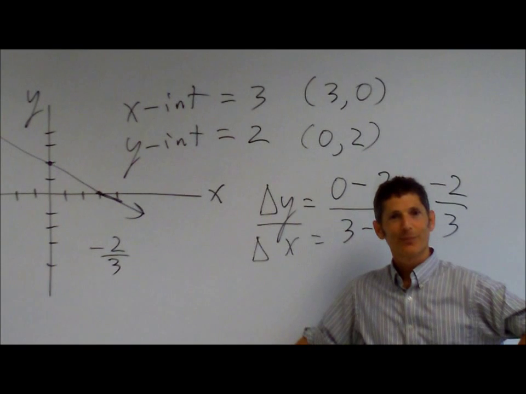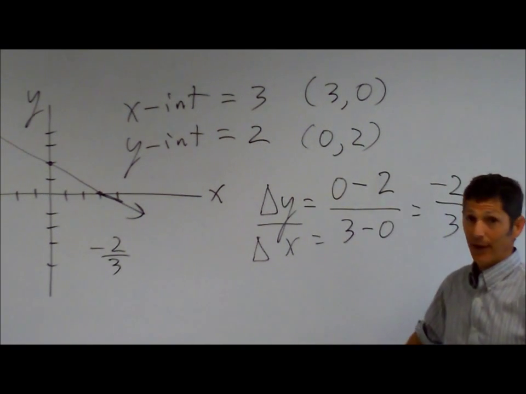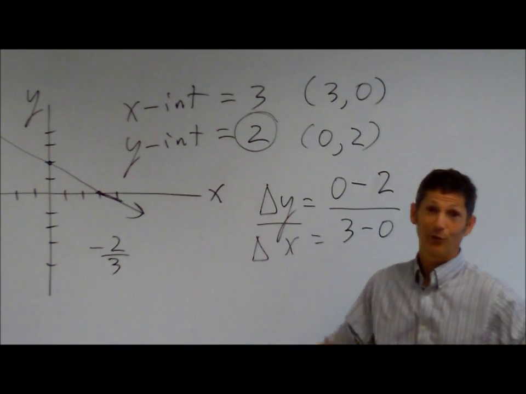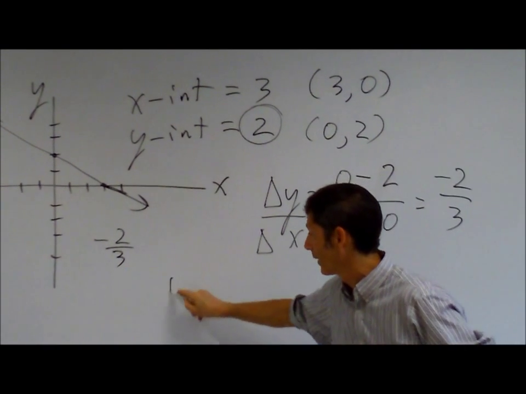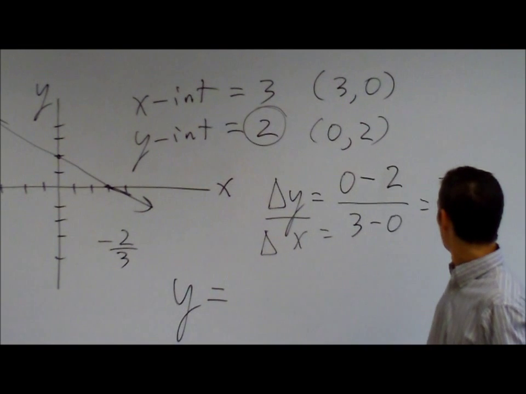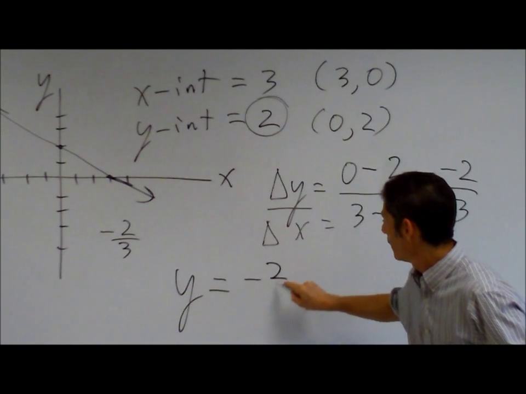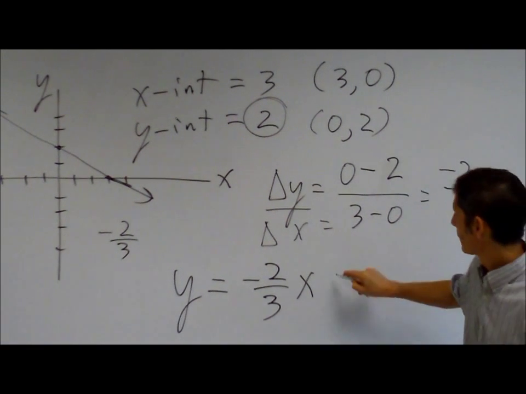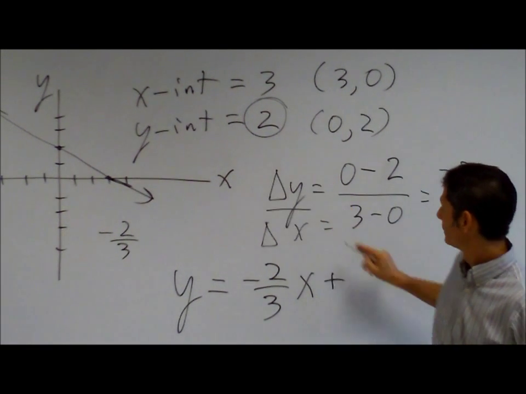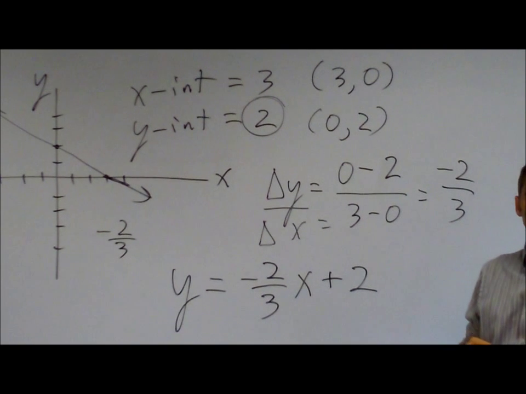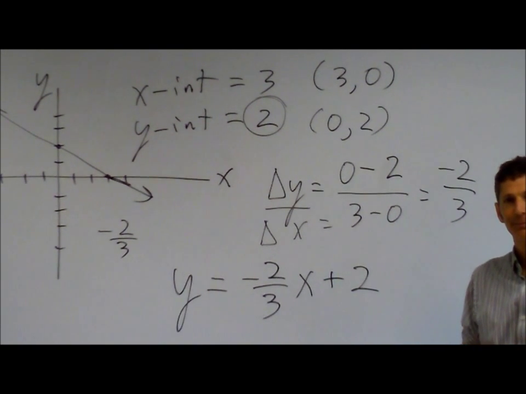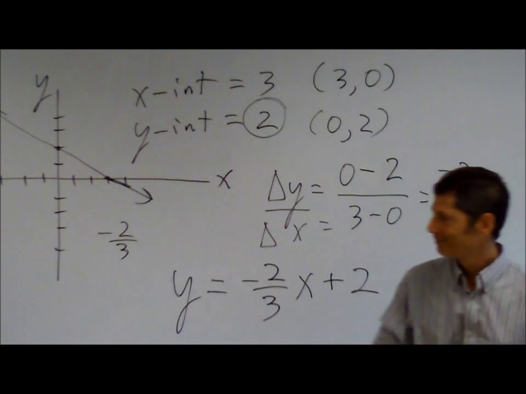How in the heck are you going to find your y-intercept? Well, I think I already know my y-intercept. It's given to me. It is 2. So I think I'm already done. I can already write my equation. y equals negative 2/3 x, remember, this is my slope, plus 2. And my y-intercept is 2. Oh, how easy is that? The y-intercept is just there waiting for you. Well done.